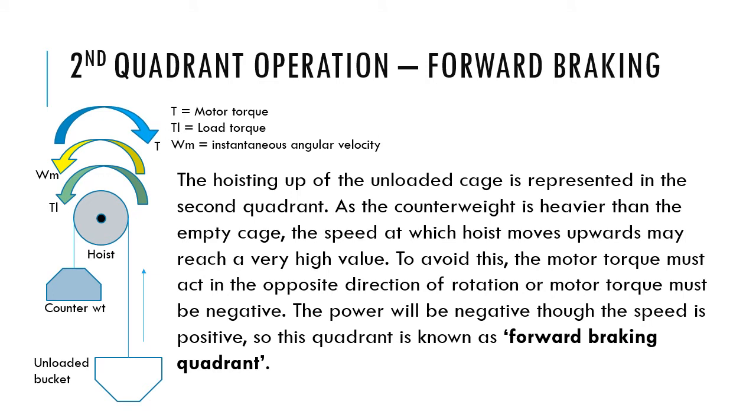Second quadrant operation, that is forward braking operation. The hoisting up of the unloaded cage is represented in the second quadrant. As the counterweight is heavier than the empty cage, the speed at which the hoist moves upwards may reach a very high value. To avoid this, the motor torque must act in the opposite direction of the rotation, or motor torque must be negative. The power will be negative though the speed is positive. So this quadrant is known as the forward braking quadrant.